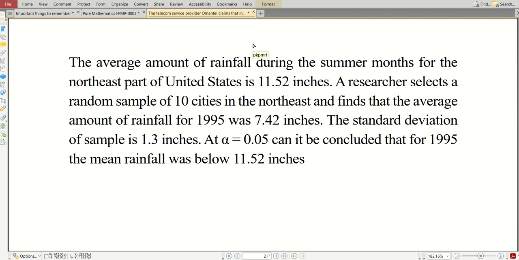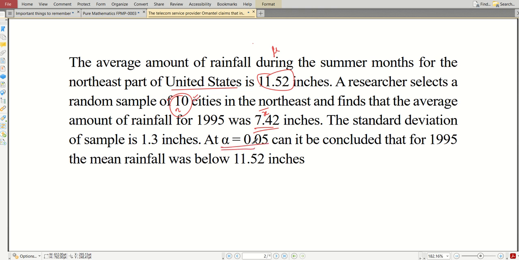Okay. The second question now we will study. The average amount of rainfall during the summer month for a northeast part of United States is 11.52. This is the average amount of rainfall. That means this is the value of mu. A researcher selects a sample of 10 cities in the northeast and finds the average amount of rainfall. That means this is the value of the sample mean, because the researcher selected the 10 cities.